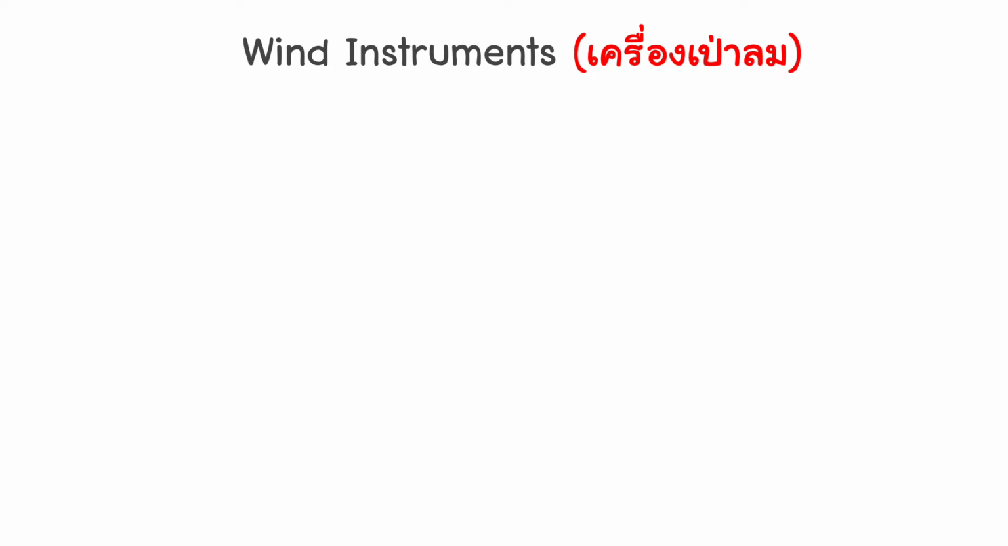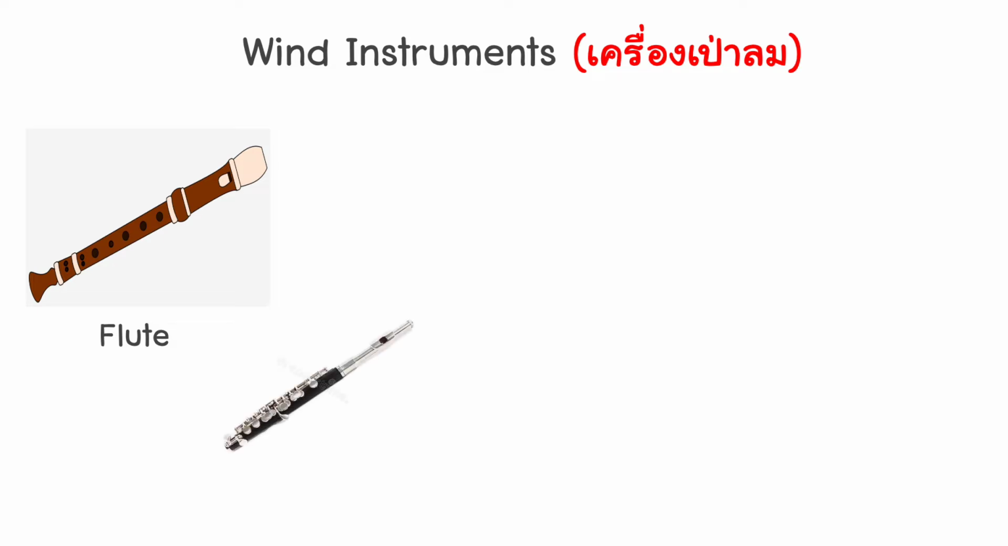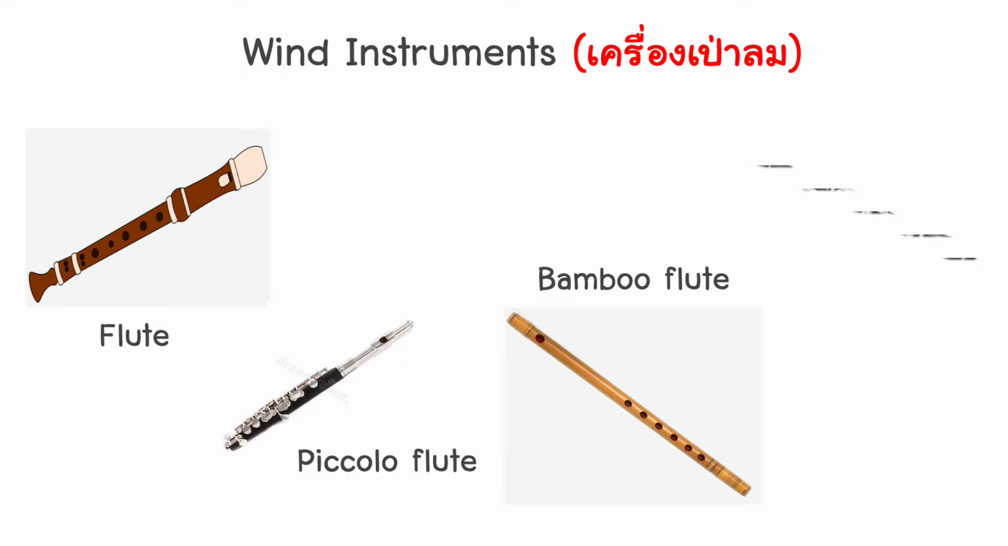Next category of instruments is wind instruments. These instruments are played by using your mouth to produce sound. These are the instruments: flute, and we have types of flute, the piccolo flute and the bamboo flute, and also the clarinet. So these are all examples of wind instruments.